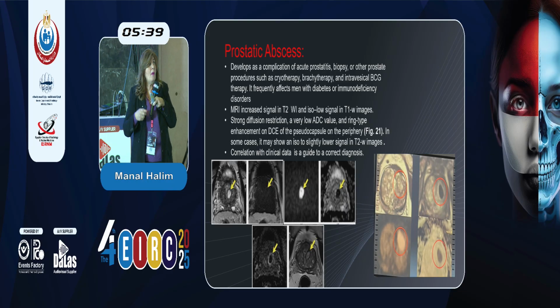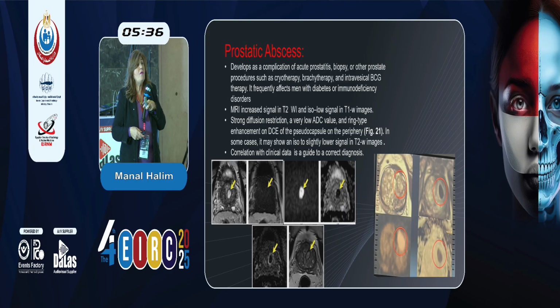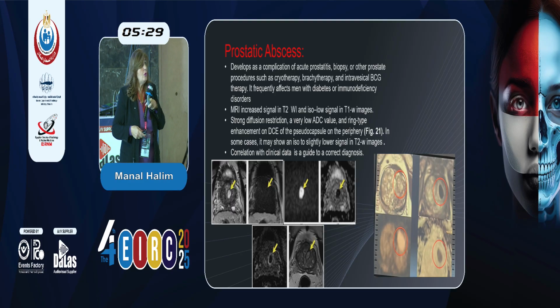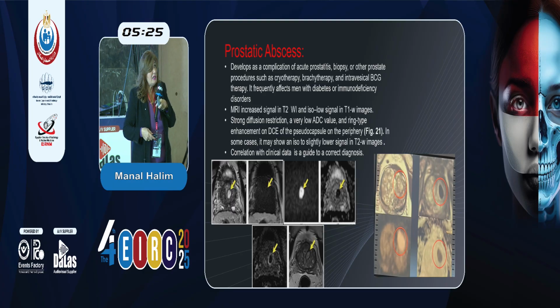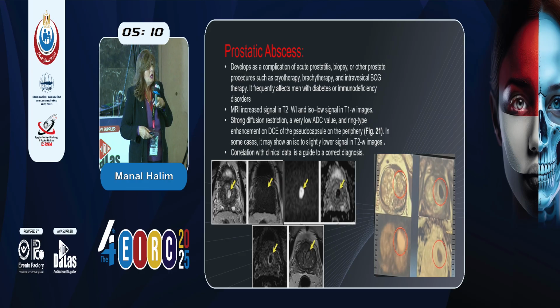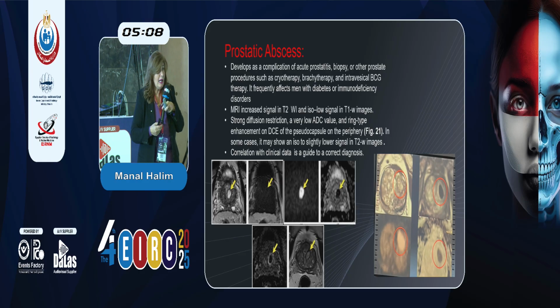Prostatic abscess has to be kept in mind because it develops as a complication of biopsy, prostatitis, or even after treatment with intravesical BCG therapy. It frequently affects men with diabetes or immunotherapy. On MRI, it will show high signal intensity in T2 weighted images and maybe low signal intensity in T1, and it shows very restricted diffusion in the diffusion weighted images and the ADC. When giving contrast, it will give us a marginal contrast enhancement. So keep in mind that prostate abscess is a big differential diagnosis from cancer.